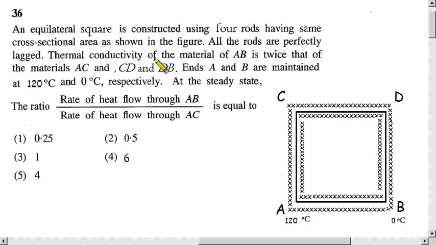Thermal conductivity of the material of AB is twice that of the materials AC and CD and DB. Ends A and B are maintained at 120 centigrade and 0 centigrade respectively. At the steady state, the ratio of the rate of heat flow through AB divided by the rate of heat flow through AC is equal to... there are 5 answers.